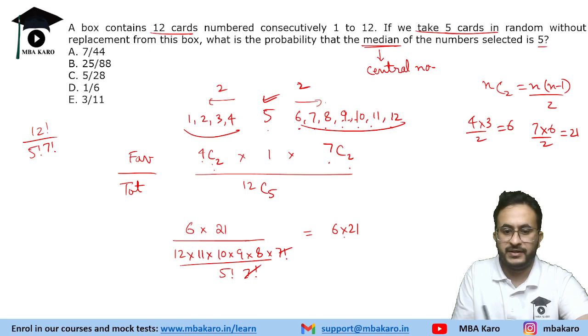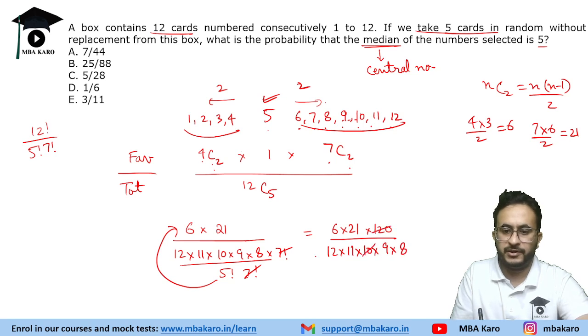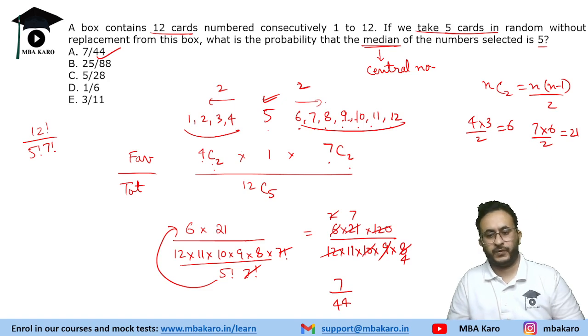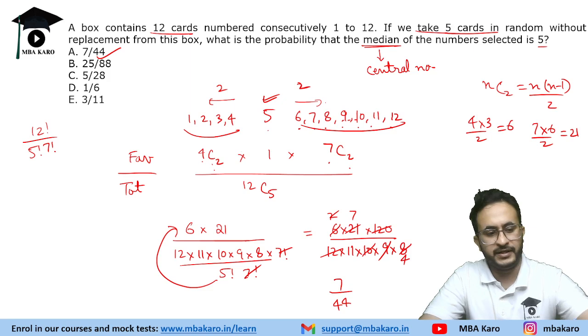Okay, so we will have to do some calculation. 6 into 21, 5 factorial will go upward, it will become 120 here, and here we have 12, 11, 10, 9 and 8. So some cutting will be required. 12 into 10 gone. 6 into 21, 9 into 8. So 9 is 3 times. So 2 and 3 times 7. Okay. And then we can have 4 times. So denominator is 44 and numerator is 7. So 7 by 44 is the answer. Okay. So it was a tough one. If you knew the meaning of median, you could have done it.